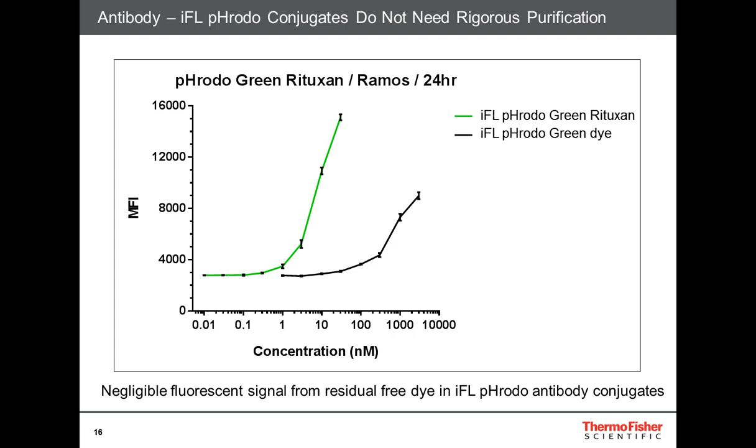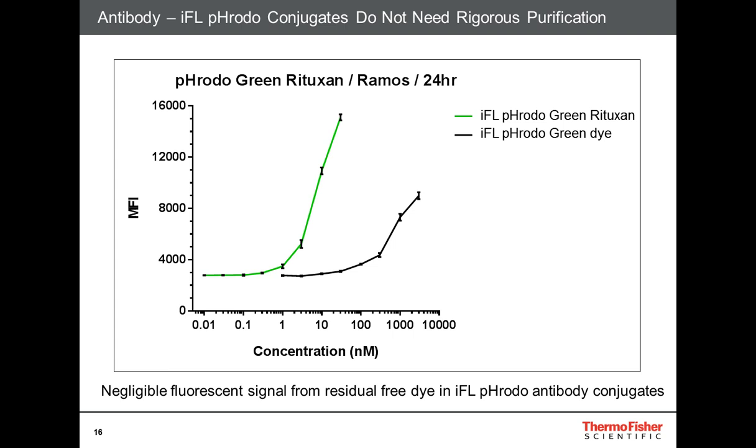And so one other thing to be aware of is these antibodies I've shown you so far have been cleaned up. I purified these antibody conjugates on a size exclusion column to remove the free dye. We wondered, is it necessary to remove the free dye? Or if dye remained in the conjugate, what effect would that have? And so we treated our Ramos B cells with increasing doses of Rituximab labeled with IFL pHrodo green, and we see the signal increase as indicated by the green line, as we'd expect as we increase the concentration of that antibody.